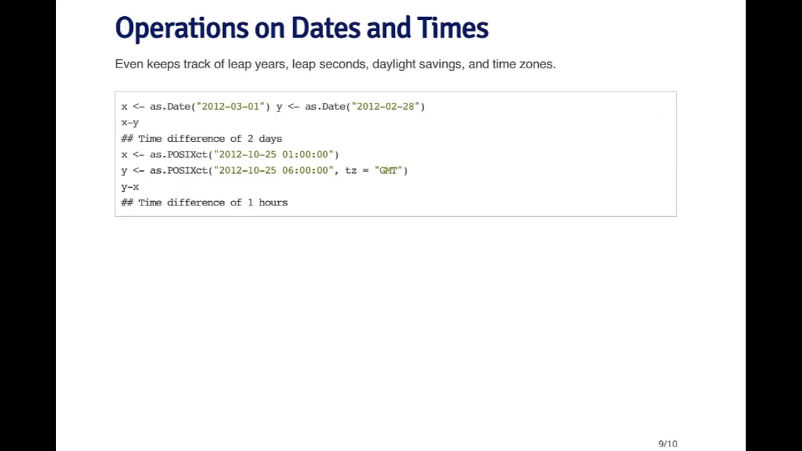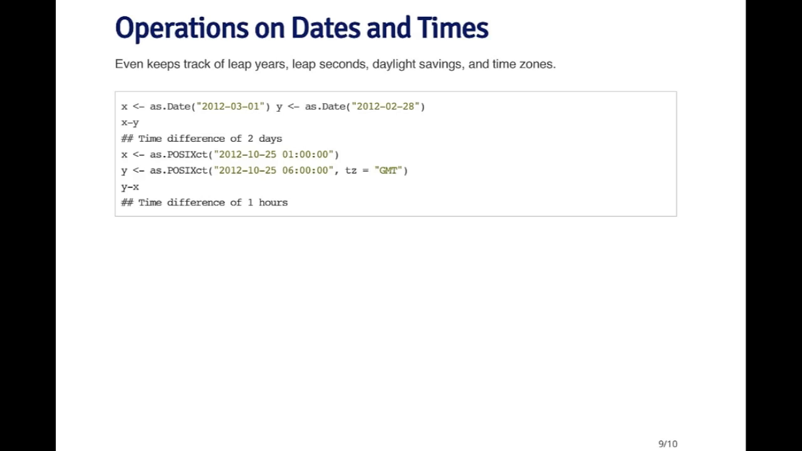The nice thing about the date and time operators is that they keep track of very tricky things like leap years, leap seconds, daylight savings, and time zones. So in this first example, 2012 was a leap year, and so there was a February 29th, and so the difference between March 1st and February 28th is actually a difference of 2 days, not a difference of 1 day like it is every other year.